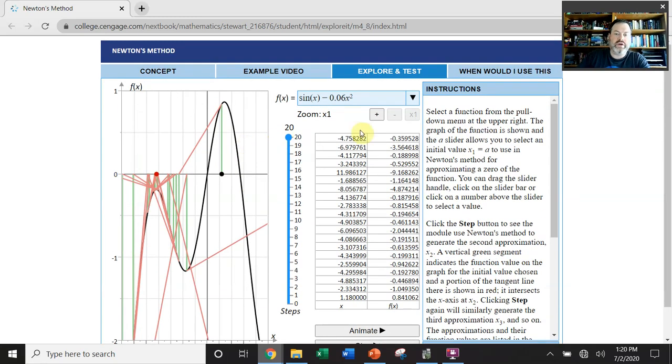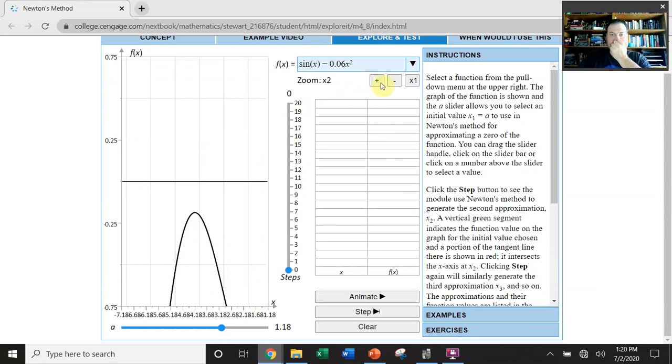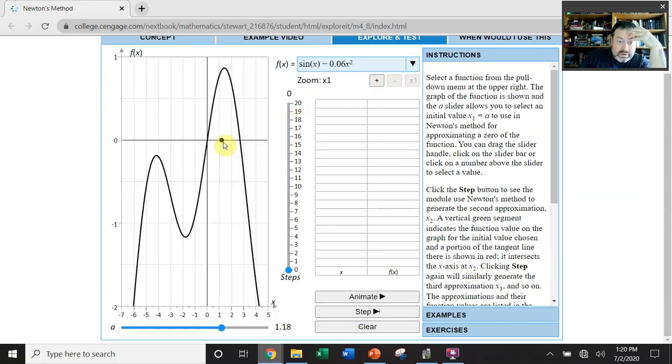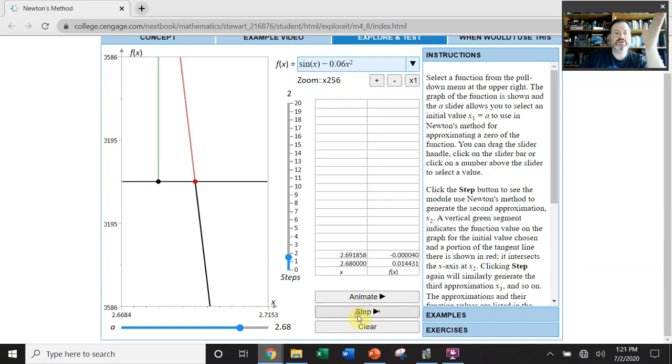So if this were your graph, oh, not that, hold on a second. If this were your graph and you wanted to, let's say, estimate where this is, if you just said, oh, I think it's about 2.68, right? Zoom way in, close enough. This thing is going to be super accurate. 1, 2, 3. Within 3 steps, it's already correct within 3 decimal places. That's about what I expect you guys to be able to do.